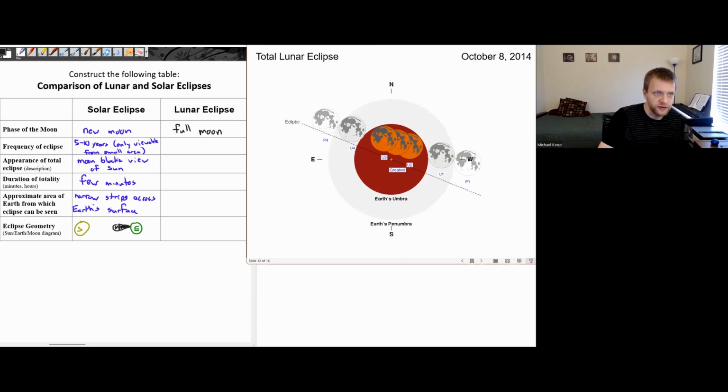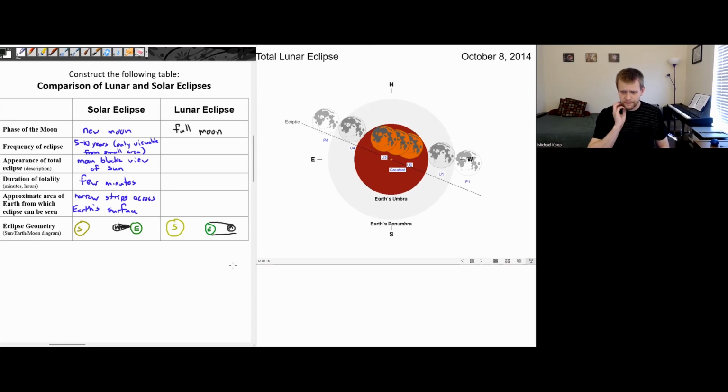Again, the geometry for this, let's go back to our page here and draw out this geometry. So we've got, that is a horrible yellow, let's see if I can make that a little bit better. We've got the sun. We've got the Earth. And over here we have the moon. And the moon is falling into the shadow of the Earth.